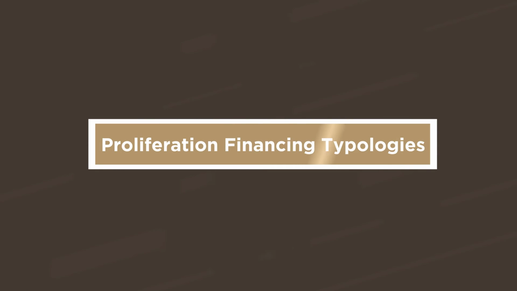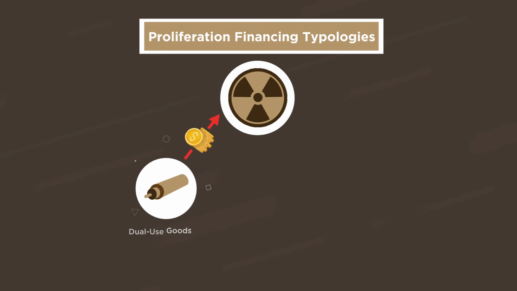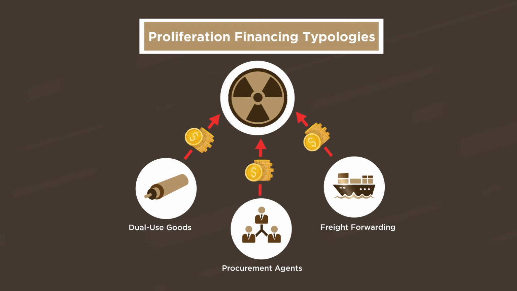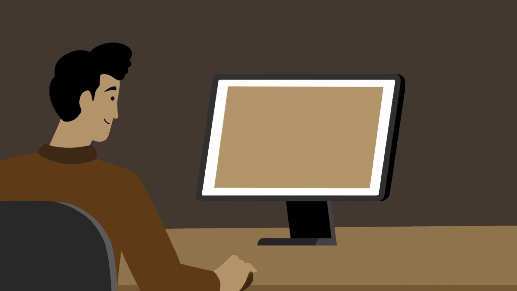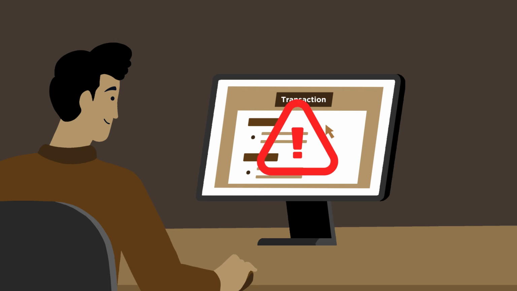In relation to proliferation financing, common typologies include mislabeling dual-use goods in export documentation, use of extensive overseas networks of procurement agents and front companies, and concealing the end user of a shipment by using freight forwarding and front companies. For more details on terrorist and proliferation financing red flags and typologies, please refer to the Executive Office's website and TFS Typologies Guideline.